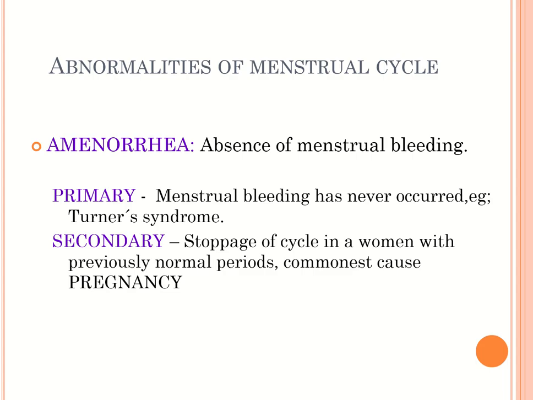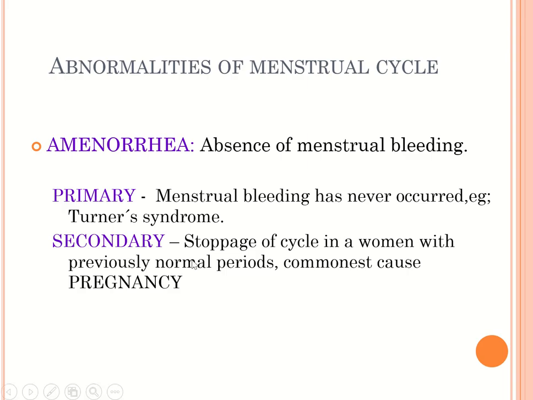Some abnormalities of the menstrual cycle are like absence of menstrual bleeding. We call it amenorrhea. If a female has not at all got her menstruation, not attained menarche, then we call it primary amenorrhea, right? Secondary amenorrhea means a female was regularly getting her cycles, but for some reason now the cycles have stopped. It can be any reason.